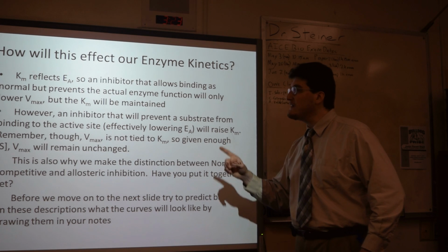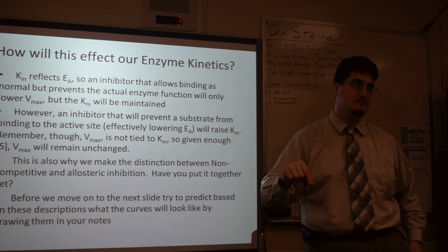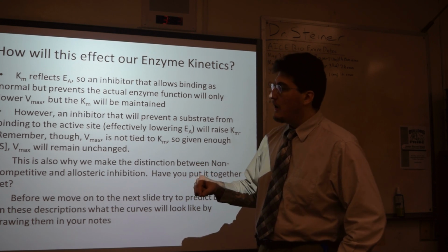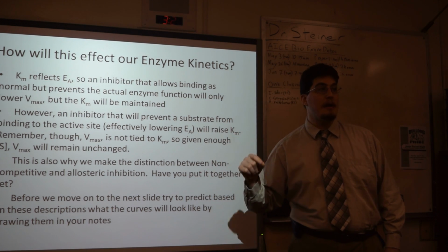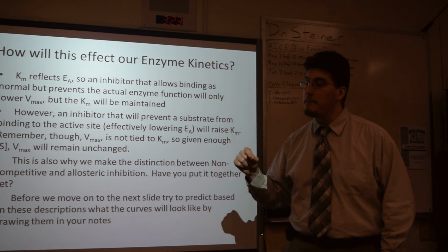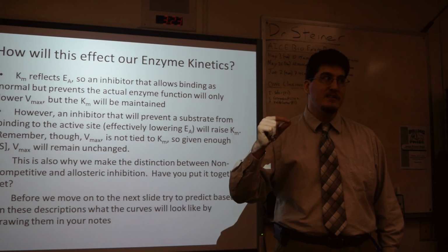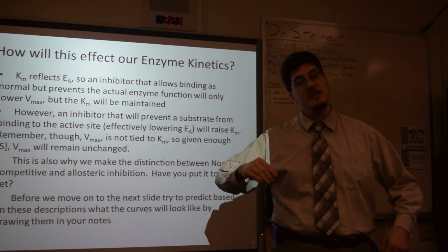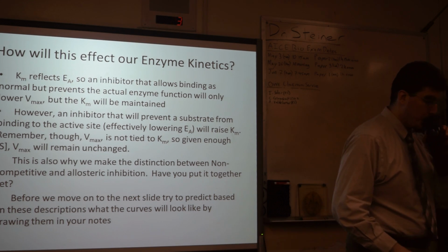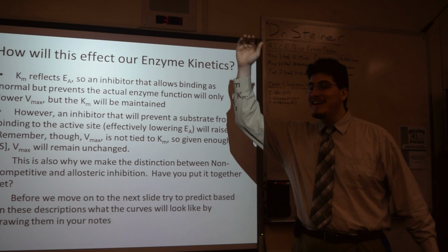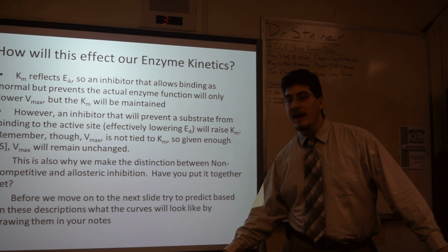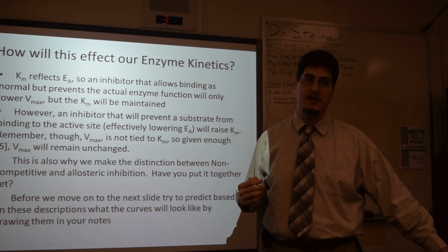An inhibitor that prevents a substrate from binding to the active site, effectively lowering enzyme affinity, will raise Km, because remember, the Michaelis-Menten constant, Km, is inversely related to enzyme affinity. A high Km means a low enzyme affinity. A low Km means a high enzyme affinity.